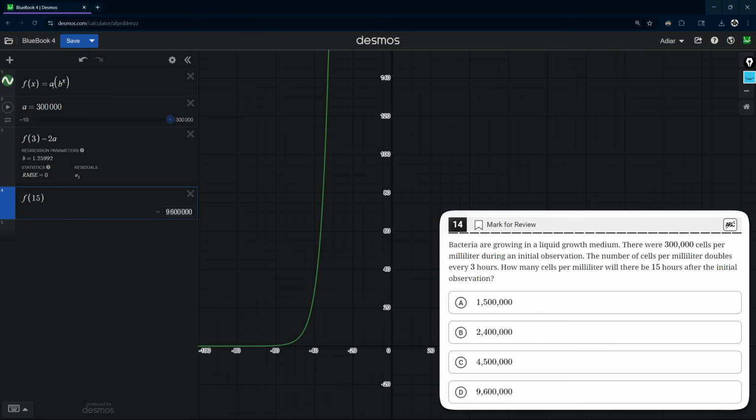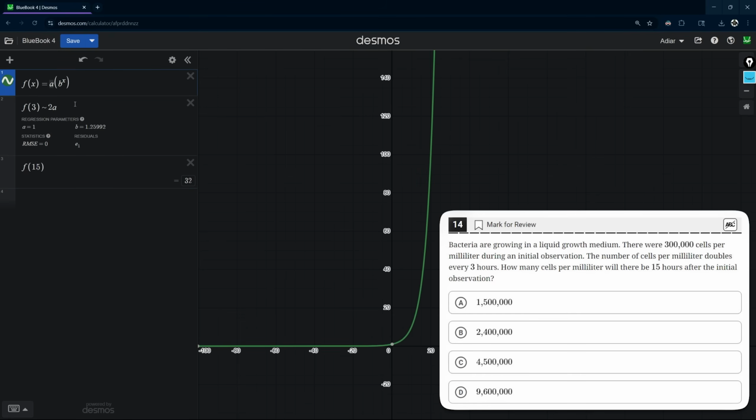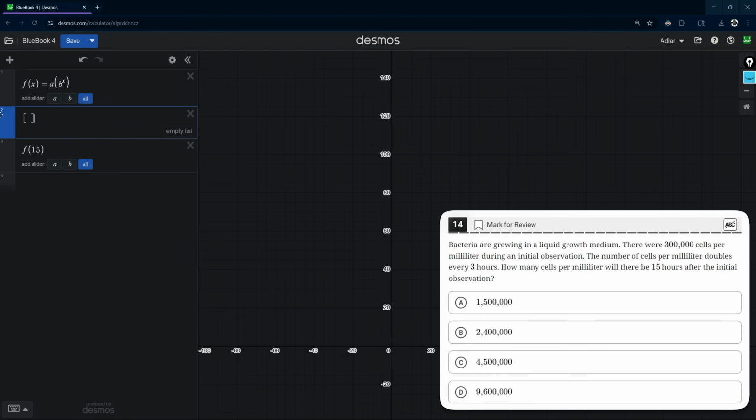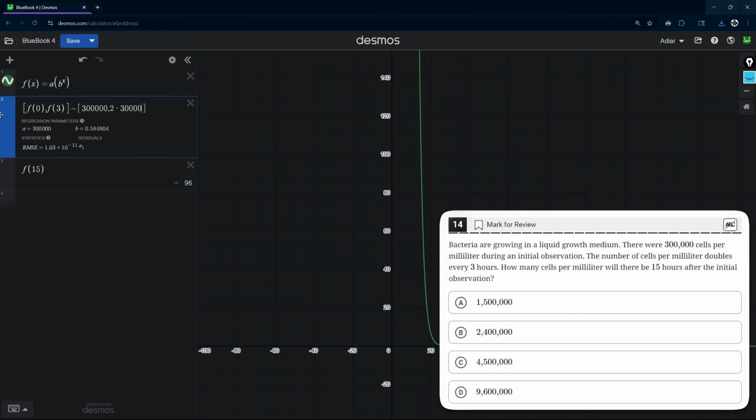Now, if we didn't know that a was our initial value, you can always make this a system of equations and just type it in exactly how they tell it to us. So f of 0, at time 0, the initial value is 300,000, and f of 3 is going to be 2 times 300,000. And so that is 600,000. Or if we want to get fancy, we can go 2 times f of 0. It gives us all the same result.